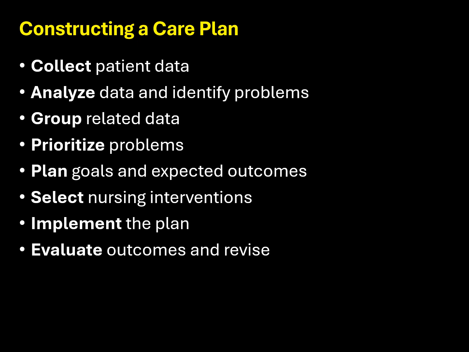Next, you create a plan by defining goals and writing expected outcomes. Outcomes should be specific, measurable, realistic, and time limited. For each problem, you then choose nursing interventions that will help the patient achieve those outcomes. Once the plan is written, it must be documented and communicated so that all staff members can follow it. Then comes the implementation phase, where the interventions are carried out. Finally, you must evaluate outcomes. Did the interventions work? If not, revise the plan. This cycle of assessment, planning, implementation, and evaluation ensures that care is organized, individualized, and effective. A nursing care plan is not just paperwork, it's a roadmap for patient safety and quality care.